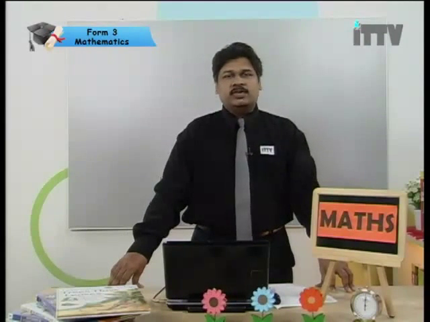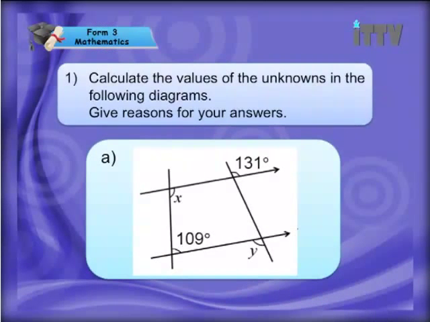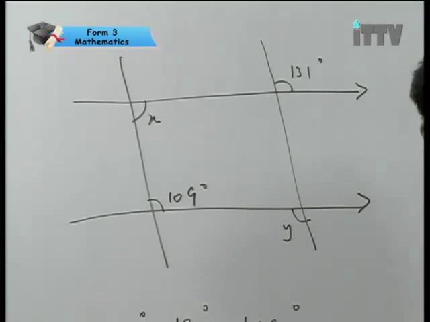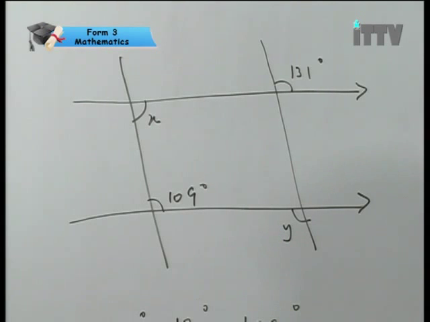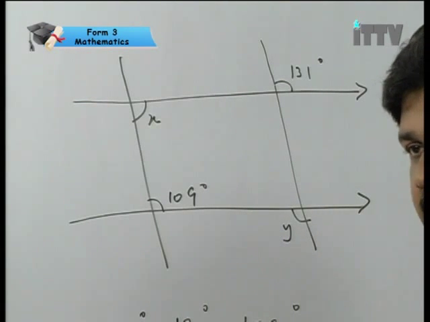Let us look into the first question. Calculate the values of the unknowns in the following diagrams. Give reasons for your answers. Well, boys and girls, in our first question, we have to identify the value of x and the value of y, giving reasons for your answer.